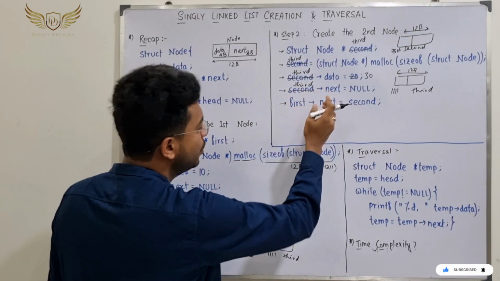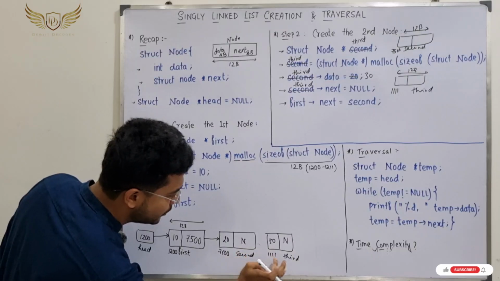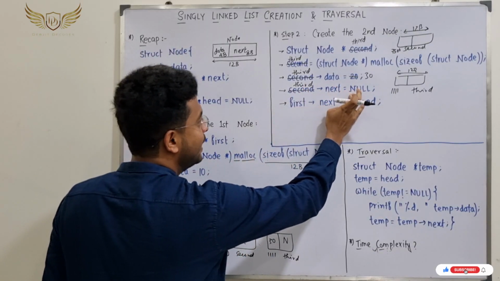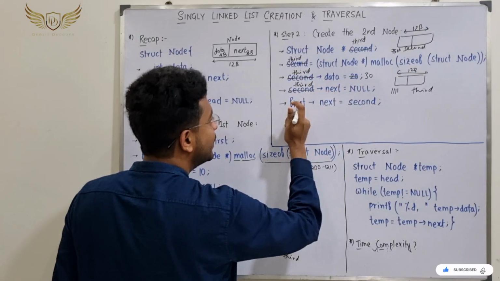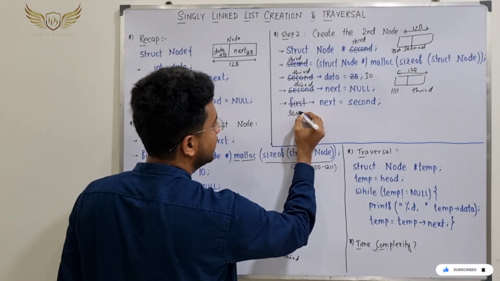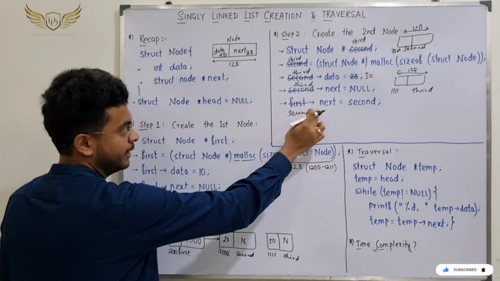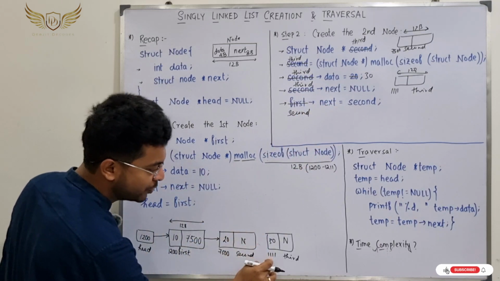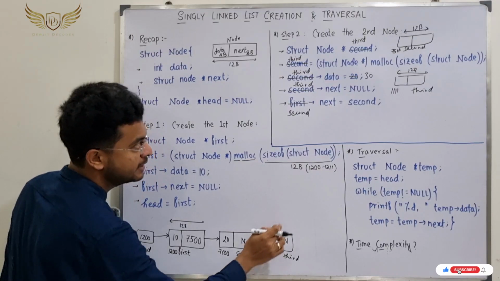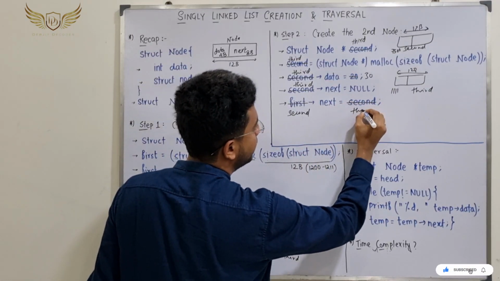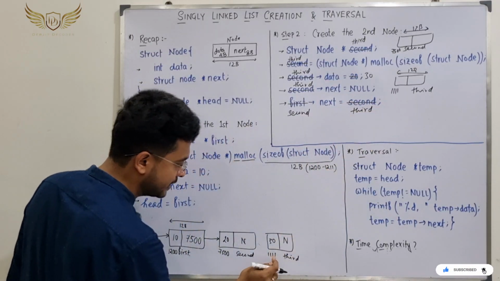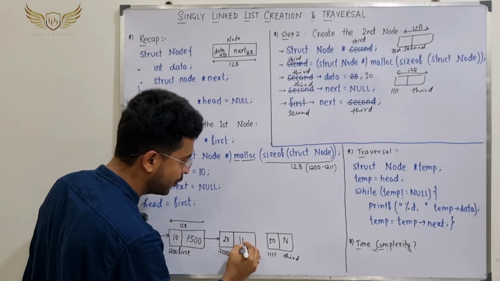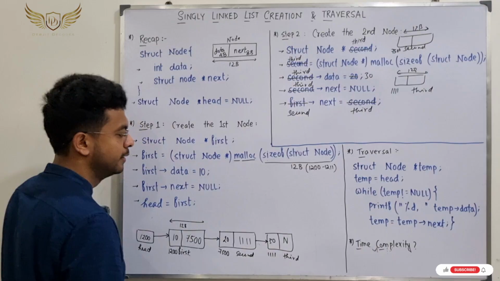And now what we need to do? To connect after this node, we need to change this value. Second arrow next was null, and now third arrow next is null. So it would be second arrow next, because we need to change this value. Second arrow next is supposed to be the memory location of this one. So what is that? It would be third. Second arrow next equals third. What is the value of third? 1111. So this null will be replaced by 1111. So this will be connected.